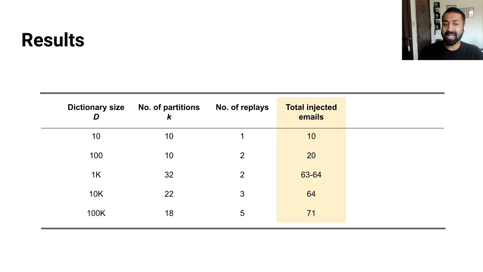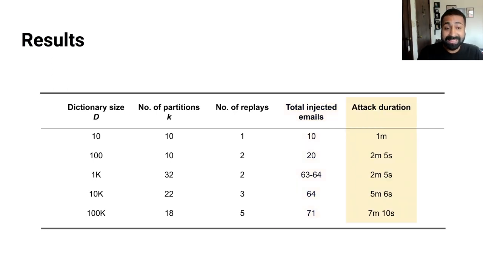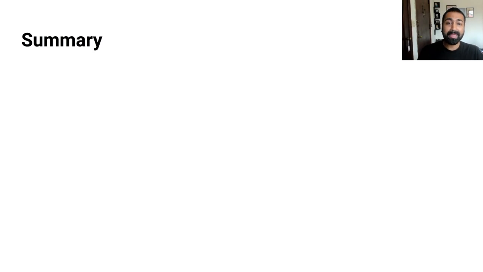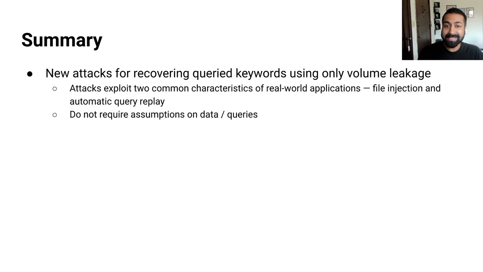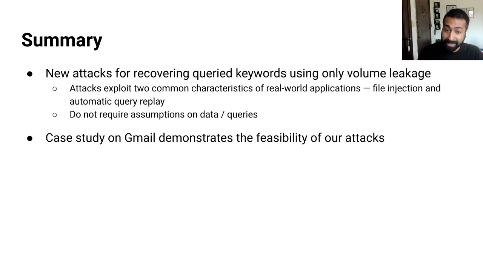We found that the attacker only needed to inject tens of emails for a successful attack, and that the attack completed within a matter of minutes end to end, which demonstrates their practicality. So, in conclusion, in this work, we present new attacks for recovering queried keywords using only the volume of results. Our attacks exploit the behavior of real-world applications instead of making assumptions on the data or the queries. We demonstrate the feasibility of our attacks on the Gmail web client.